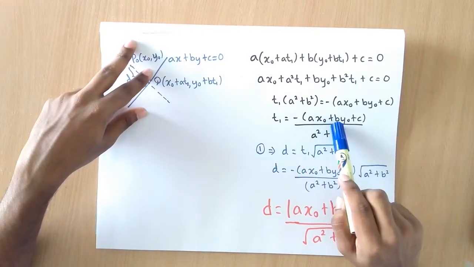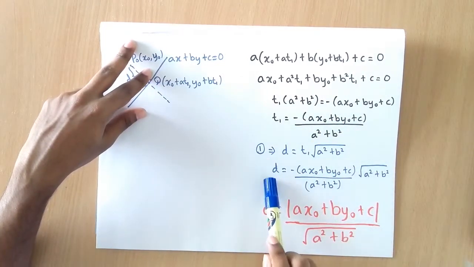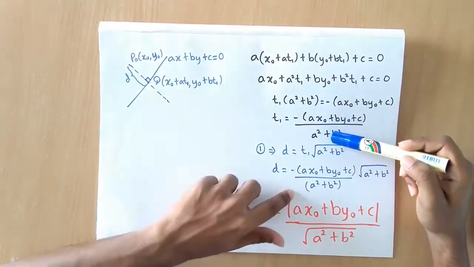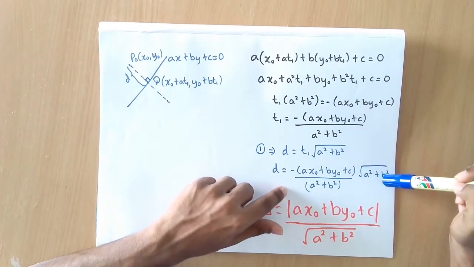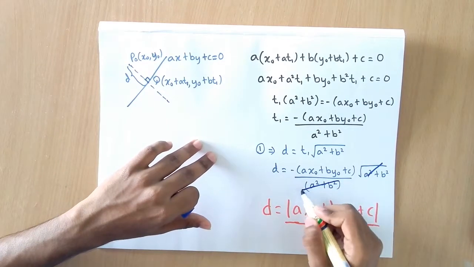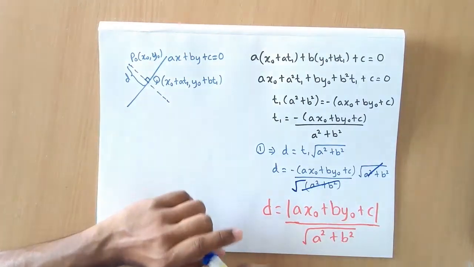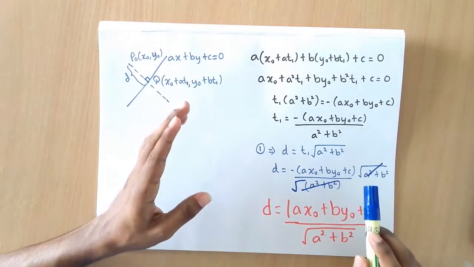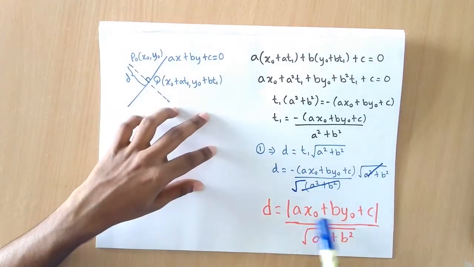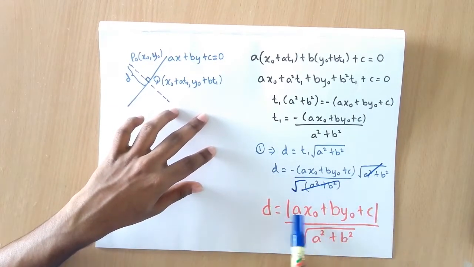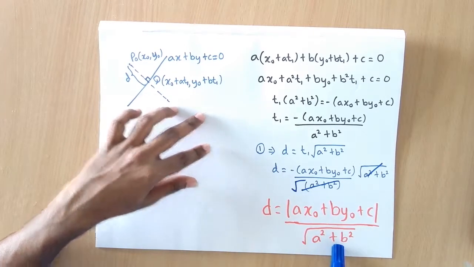Now we substitute this into the first equation. So this will give us d equals minus (ax0 plus by0 plus c) over (a squared plus b squared) multiplied by the square root of a squared plus b squared. So this will cancel and give us the square root of a squared plus b squared in the denominator. Distance can never be a negative number. So to avoid this, we add in the modulus in the numerator to give us this final formula: modulus of (ax0 plus by0 plus c) over the square root of a squared plus b squared.